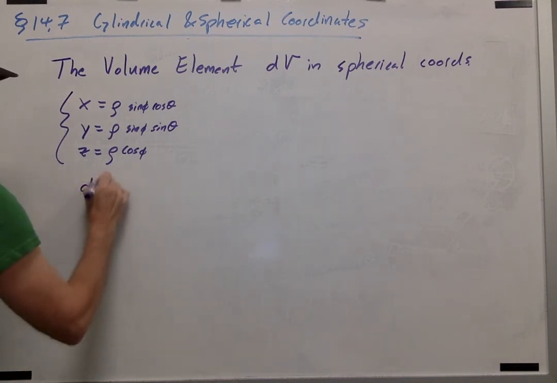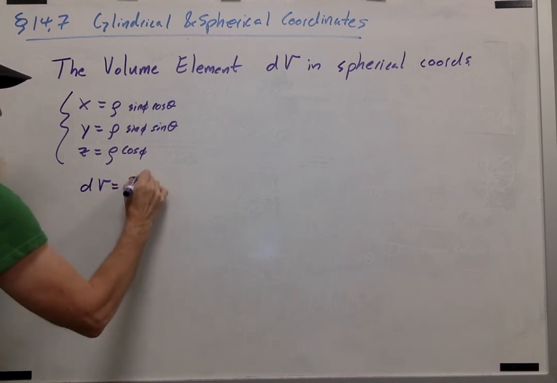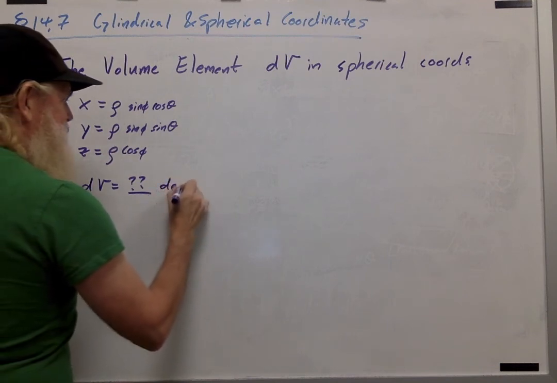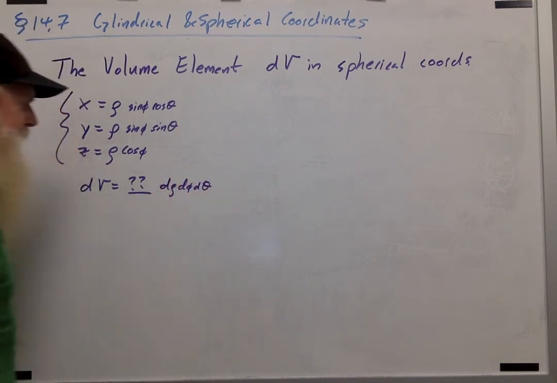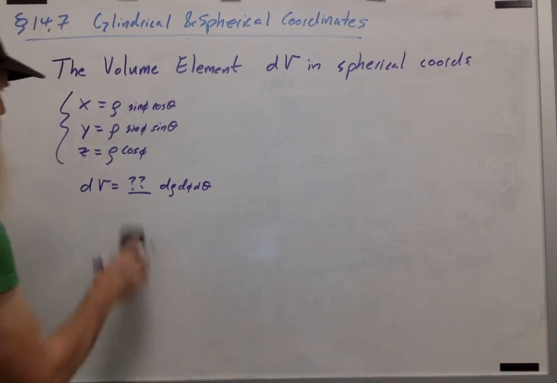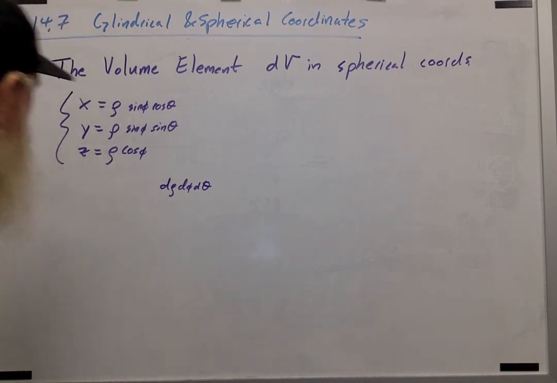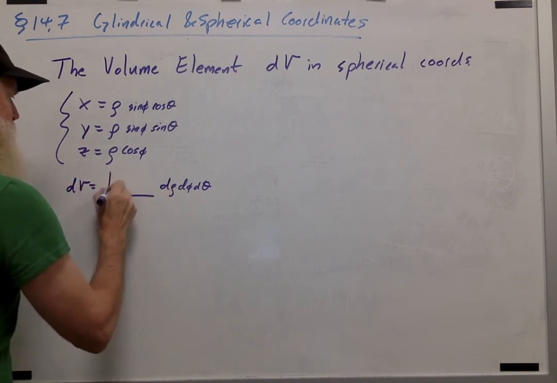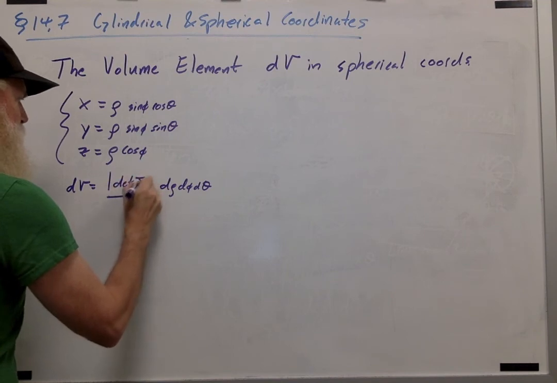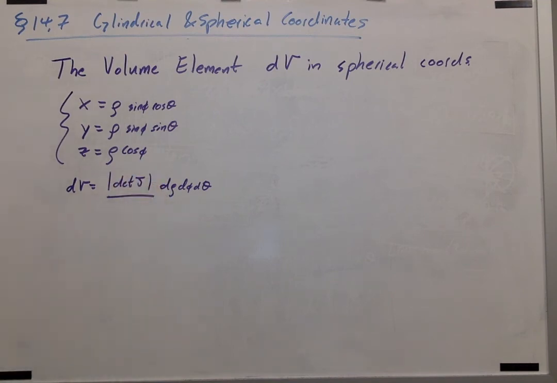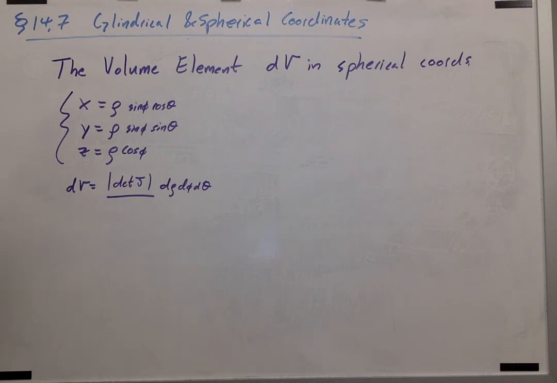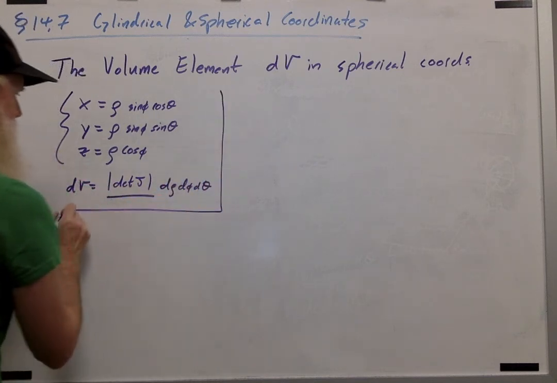And our goal is to figure out what dV is. It's going to be something times d rho, d phi, d theta. And actually, we can write in, at least in principle, what goes here: it's going to be the absolute value of the determinant of the Jacobian matrix. So the Jacobian matrix is made up of the derivatives of x, y, and z with respect to rho, phi, and theta. And that's going to be the big calculation we need to make.